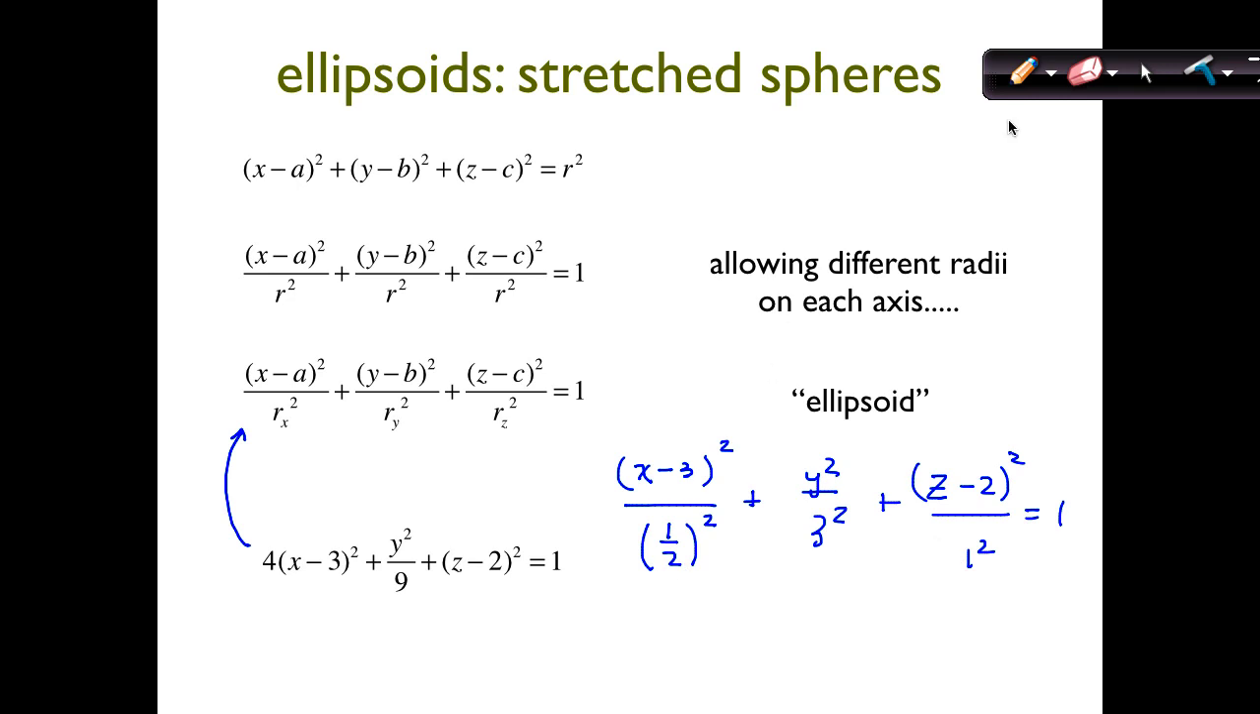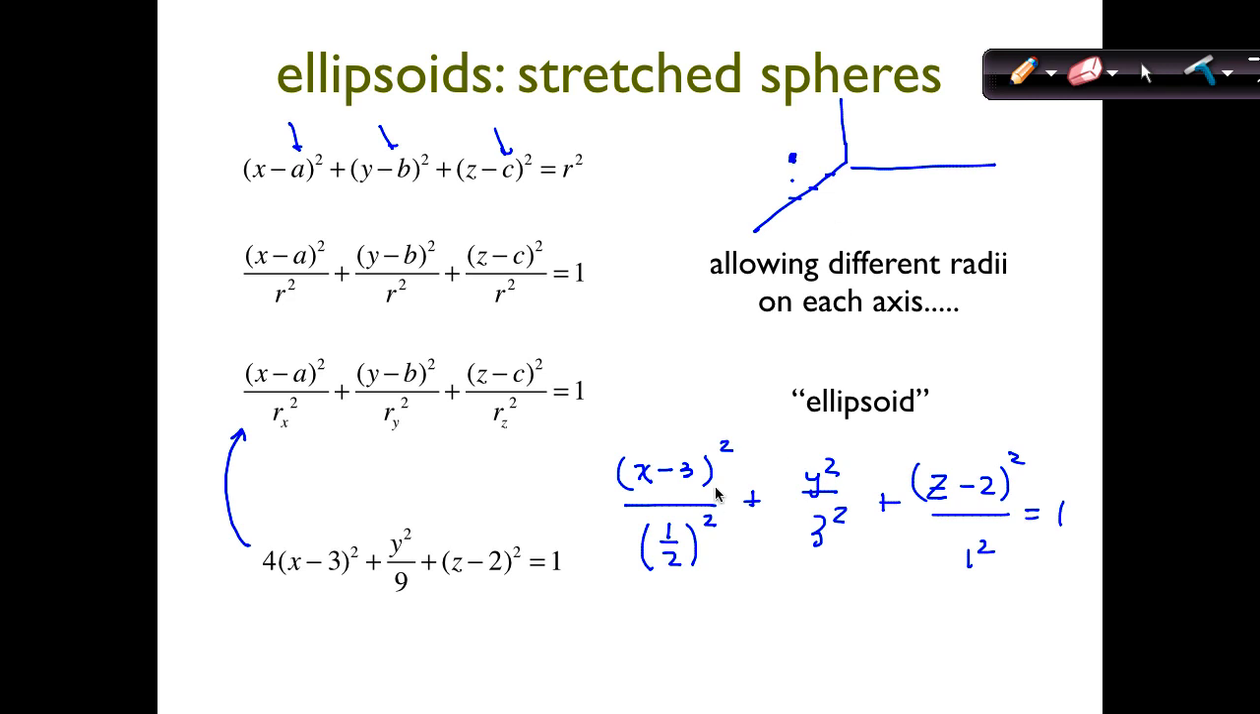So sketching that. Oh, and then what about the center? Just like the center of a circle or sphere, right? Just like the center of the sphere was a, b, c. What's the center of my ellipsoid? 3, 0, 2. Okay, so I'm going to come out 3 like this in the x direction. Go up 2. There's my center.